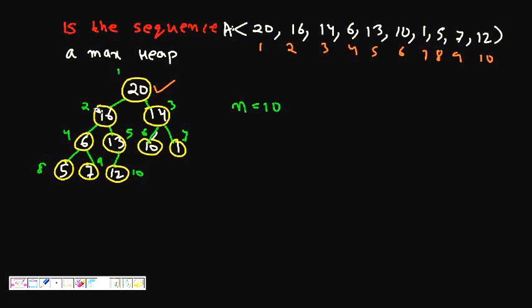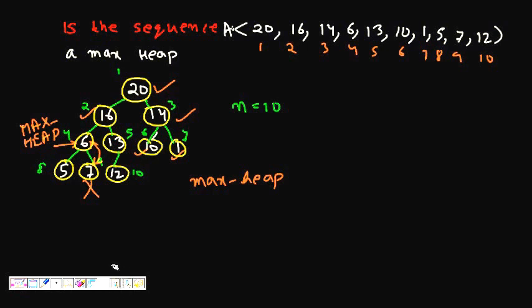For 16, or node 2, the children 6 and 13 are both less, so this is fine. For node 3, the value is 14, and 10 and 1 are both less, so this is also fine. For node 4, the value is 6, and its children are 5 and 7, so this is not correct. So it is not a max heap. The max heap condition is not satisfied at this node.